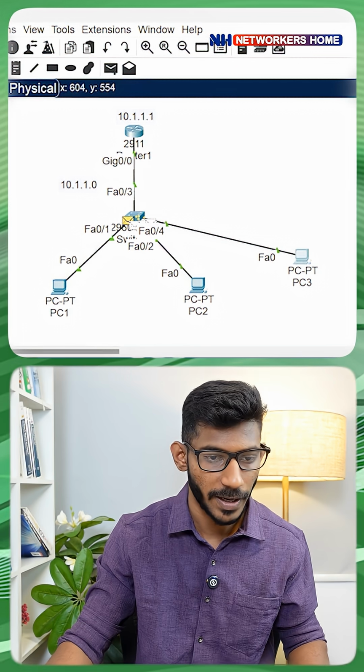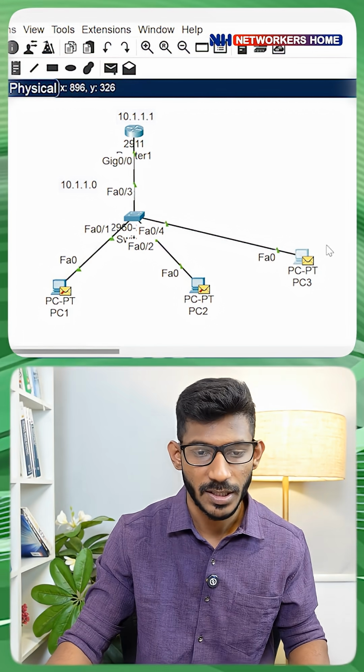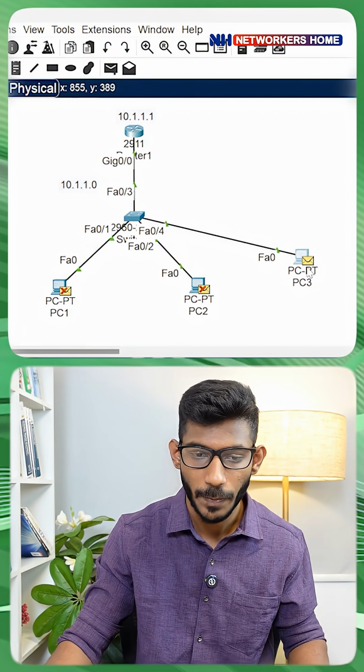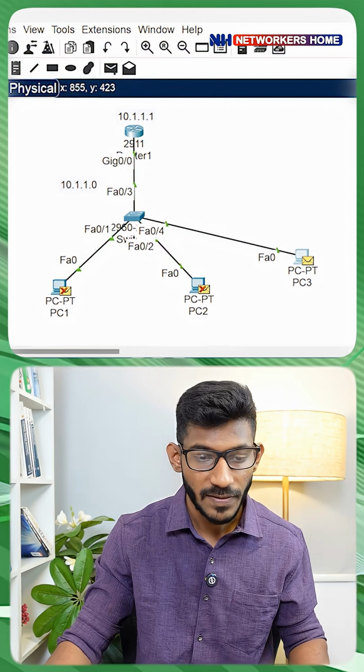Now it will send the offer packet. That means enclosing the offer: these are the IPs I'm going to give you. The other two will again drop it. This will accept it. Okay, now again I will send the request packet.